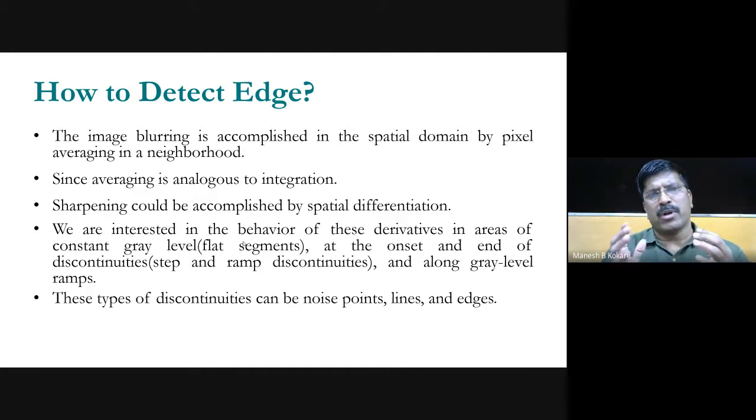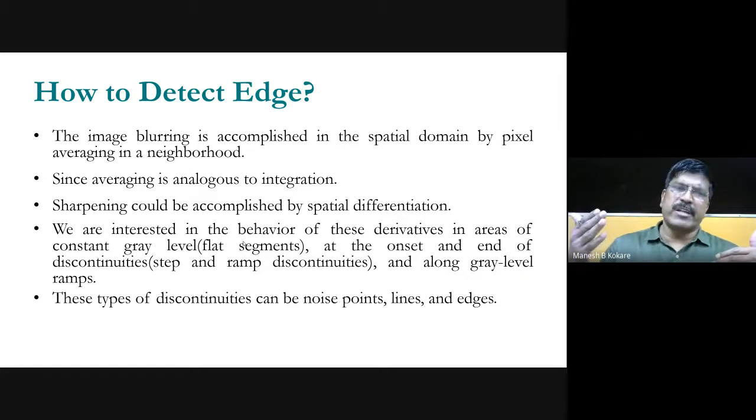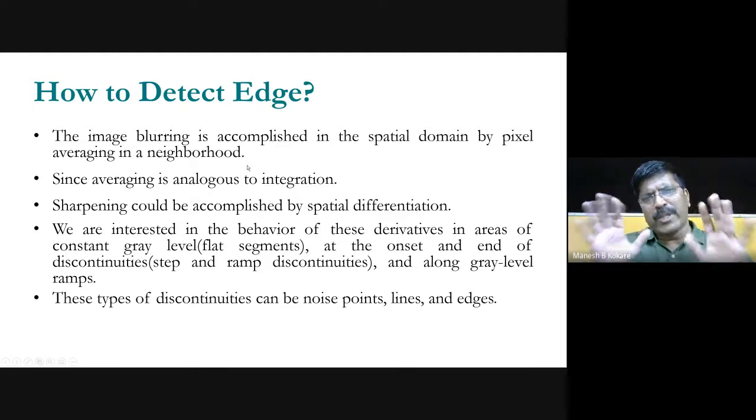So the input, basically, we have seen that image blurring is accomplished in the spatial domain by pixel averaging in a neighborhood area. Either for image blurring or removing the noise, we can use the averaging filter, mean filter, or even a nonlinear filter we have seen in the last lecture, that is nothing but the median filter. Since averaging is analogous to integration, this was used only for removing the noise.